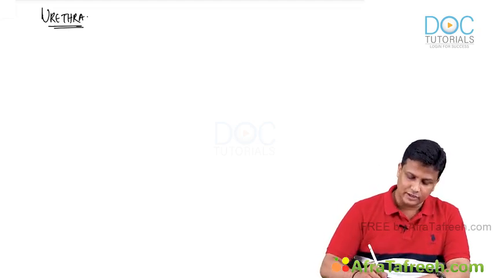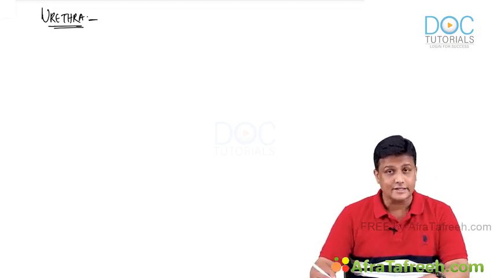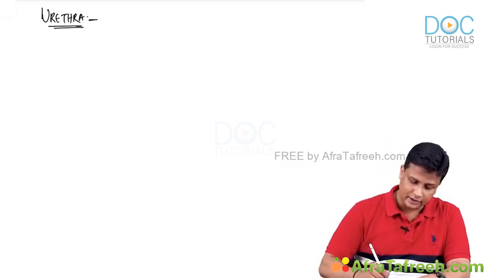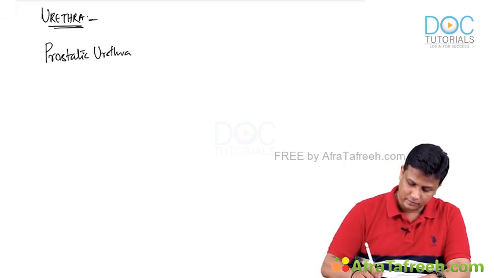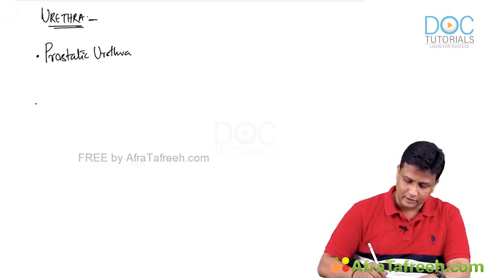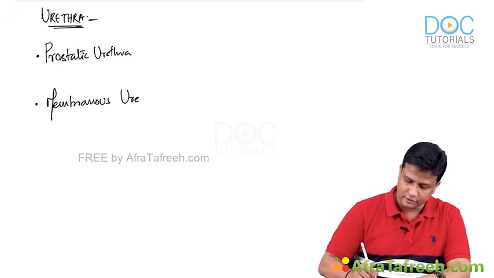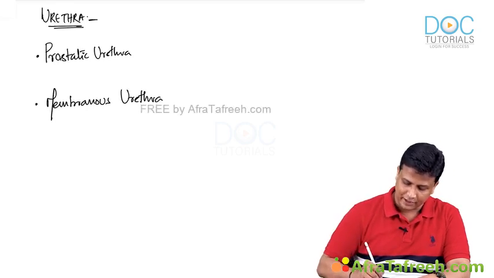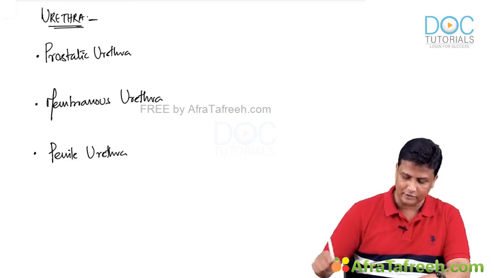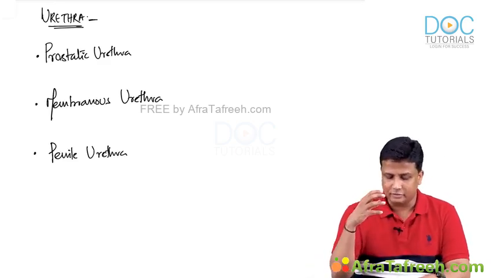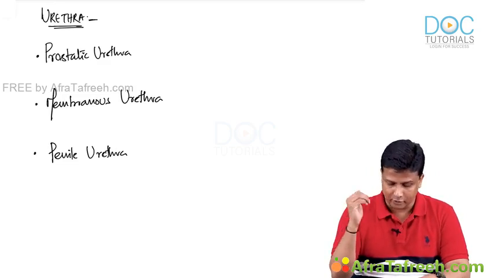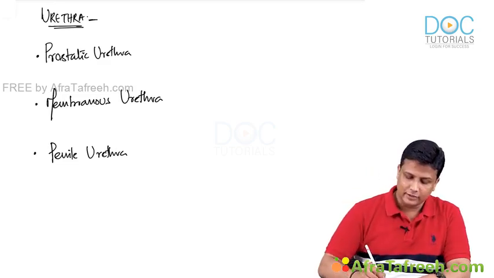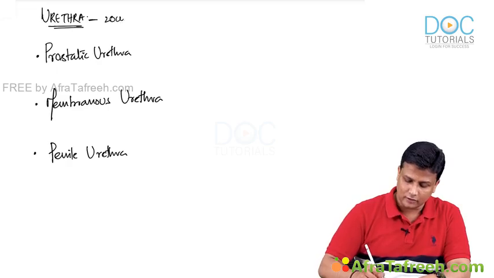So first of all, the male urethra will be approximately 20 centimeters long, and it will have three parts. Number one, there will be prostatic urethra passing through the prostate gland. Number two, we have the membranous urethra. It is the one which is going to pass through the deep perineal pouch. And number three, we have the penile urethra. So prostatic urethra, the membranous urethra, and then the penile urethra. I told you the male urethra will be 20 centimeters long in total.